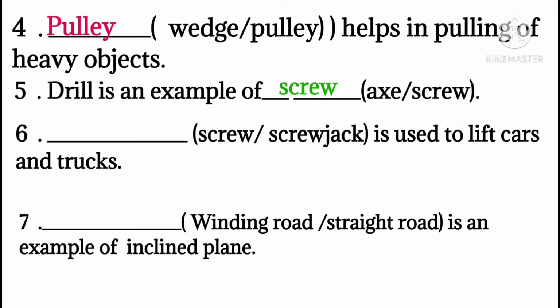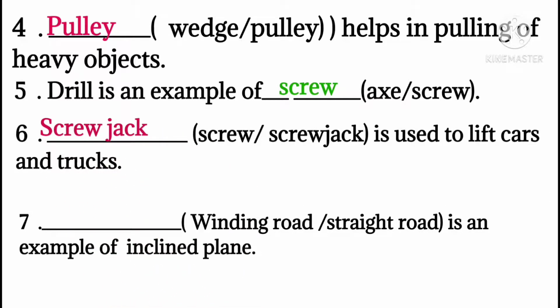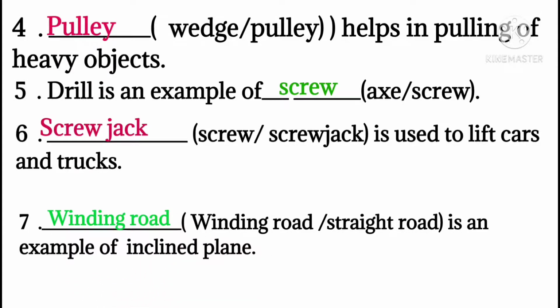The sixth, dash is used to lift cars and trucks. In brackets, screw or screw jack. Screw jack is used to lift cars and trucks. 7. A dash, in brackets winding road or straight road, is an example of inclined plane. Winding road is an example of inclined plane.